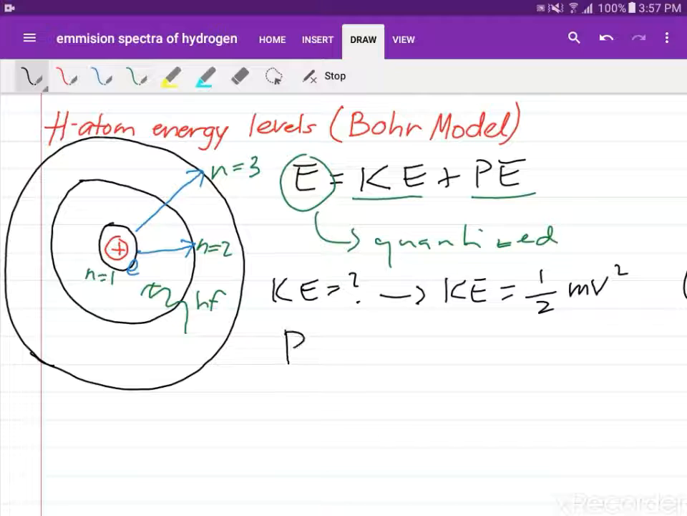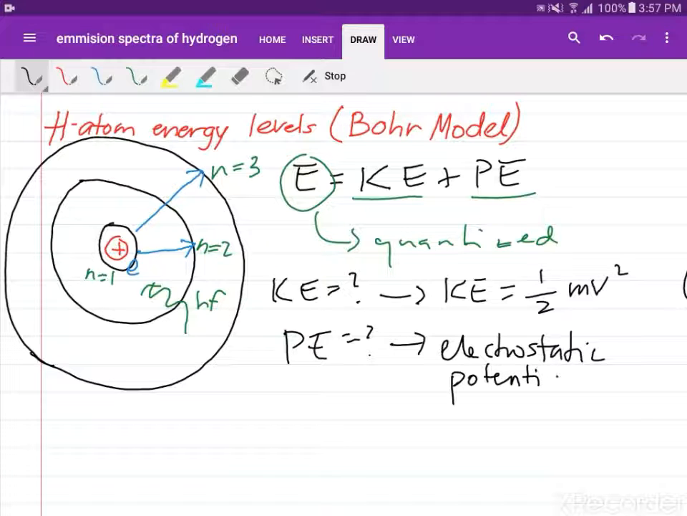So we know classically that this is 1/2 times m times v squared. Okay, so for potential energy, since we are bound inside the Coulombic potential, we know that the potential energy should have the potential energy of electrostatic potential. So later on we will see what is that electrostatic potential. So first let's look at what is the kinetic energy.